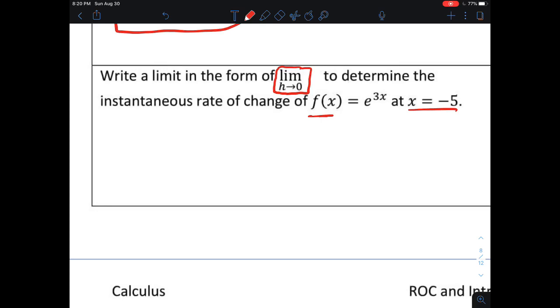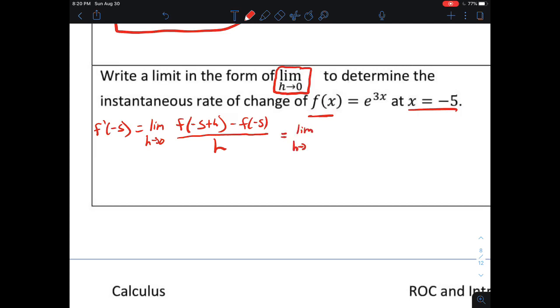Well, we can find the value of the derivative at -5 by evaluating the limit as h approaches 0 of f of -5 plus h minus f of -5 over h. So all I have to do is to do the function notation correctly.